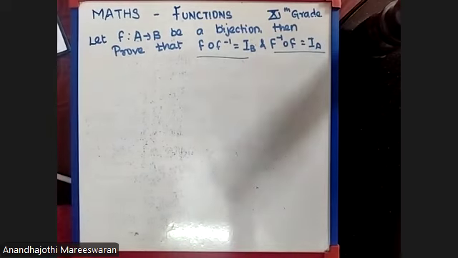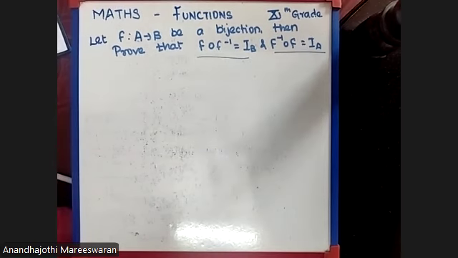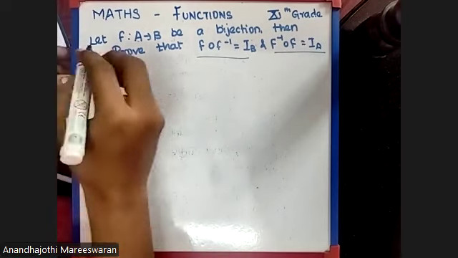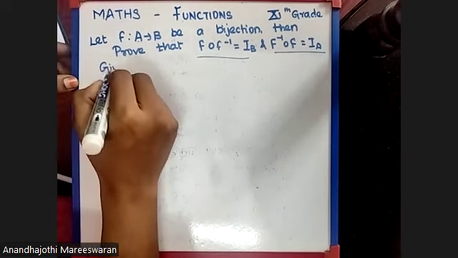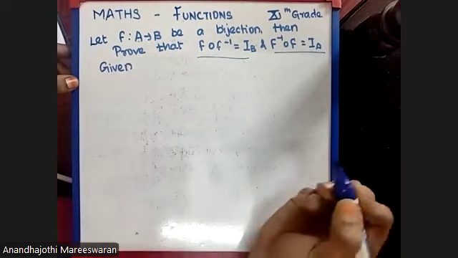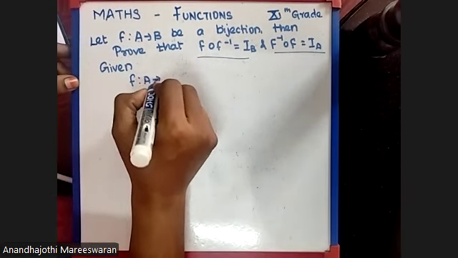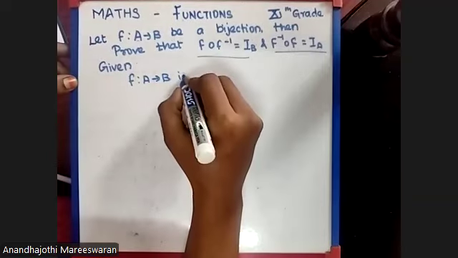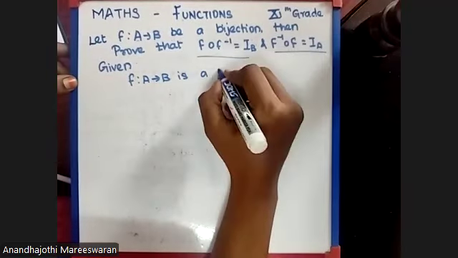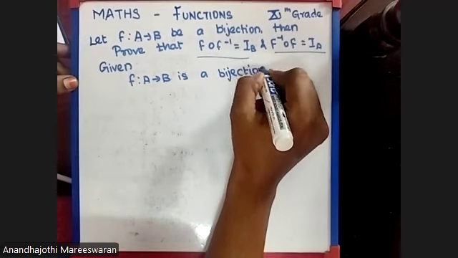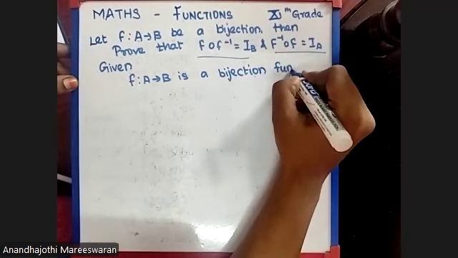Okay, thank you. So, we are going to start another problem. Whenever we start, we are going to write what? Super. We are going to write given first. What is given? Given is f maps A to B is a bijection function. Right?